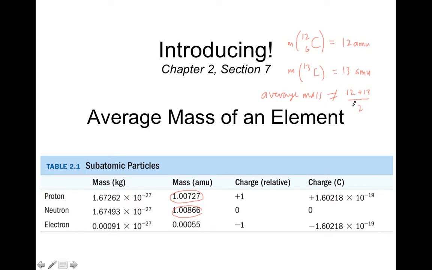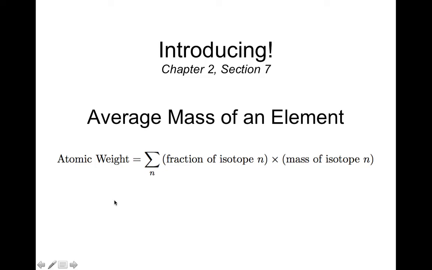So how do we calculate the average mass of an element? That's the problem. Well, here's the solution. What we do is we say that the average mass, or the atomic weight, is going to equal the sum of the fraction of isotope N times the mass of isotope N. So in the example I was using earlier, for carbon, and this is a sum right here, carbon 12 is about 99%. 99% times 12 plus 1% times 13. And that is going to be the atomic weight.